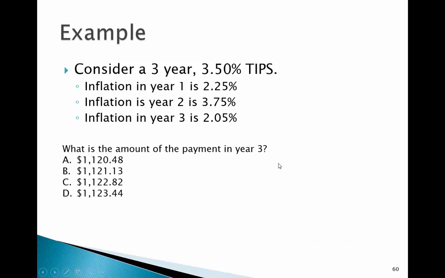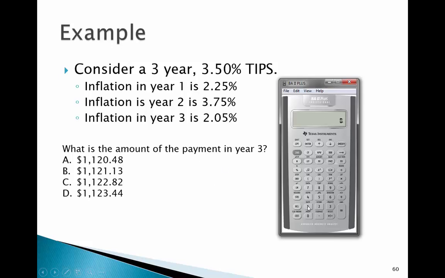What's the amount of the payment in year 3? Well, remember the bond matures in year 3, so I would expect to get 1,035 if there were no inflation, but now this is the 3 years, so I've got 3 years of inflation, so times 1.0205, that's the first year. 1.0375 will give me the second year. And then the last, 1.0225. That takes care of all the inflation, and the answer here is A. Okay? All right.